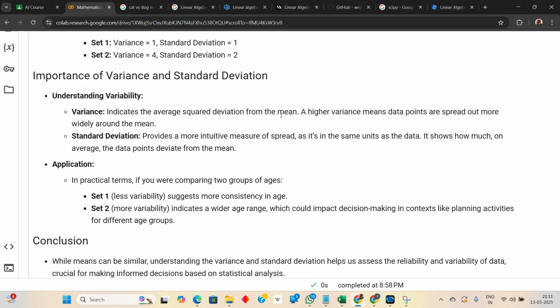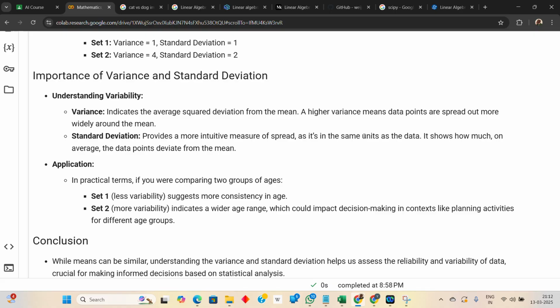Lower means it is very close to the mean. If the variance is more, it means the data is far from the mean. Standard deviation provides us a more intuitive measure of spread. As it's in the same unit as the data, it shows how much, on average, the data points deviate from the mean.